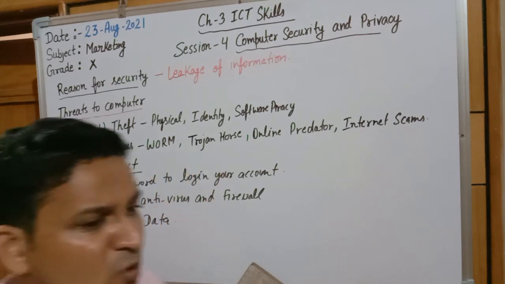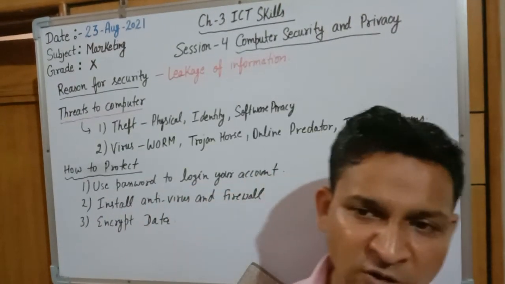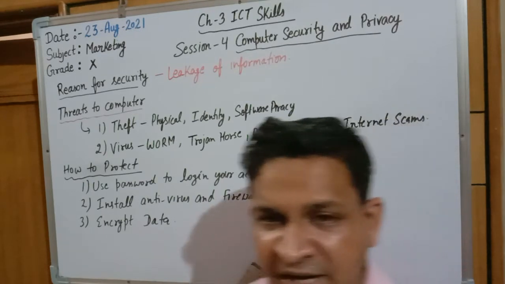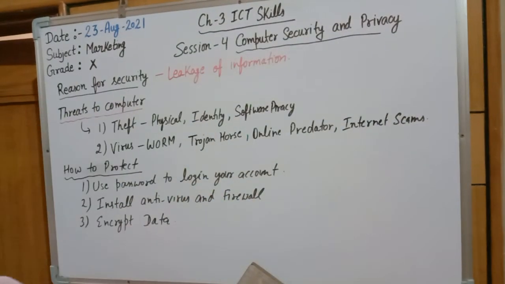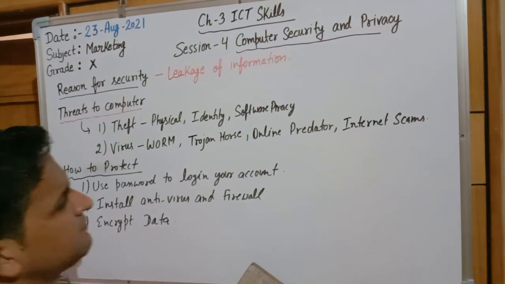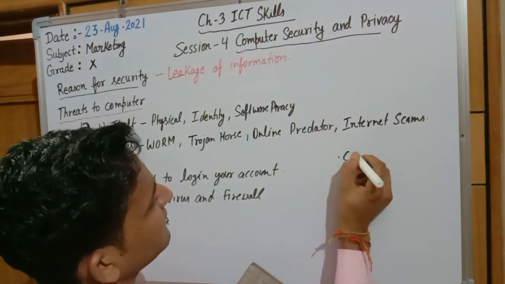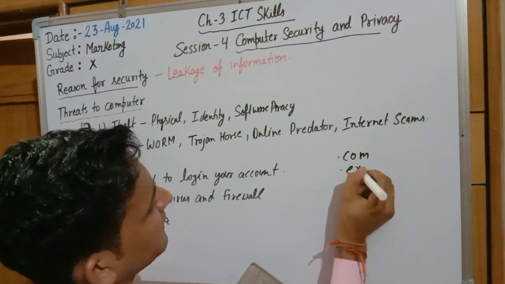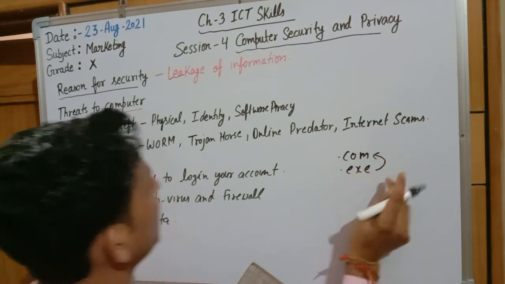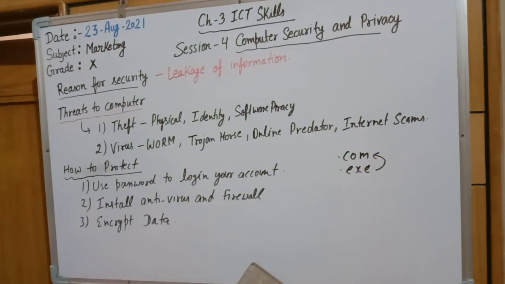Trojan horse is the most harmful virus for your computer system. Once it has entered, it will work like a virus. Like in a computer system we have files with .com and .exe, it will make a duplicate of the .com and .exe file that will directly spoil your Windows. Trojan horse is the most harmful virus.